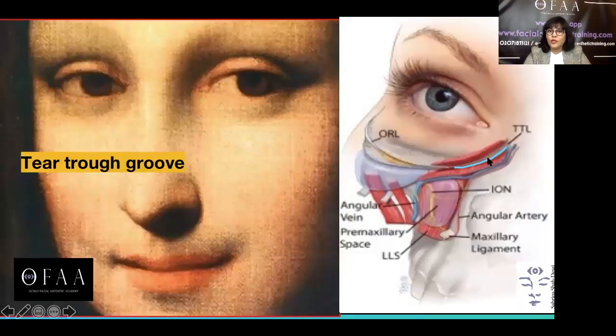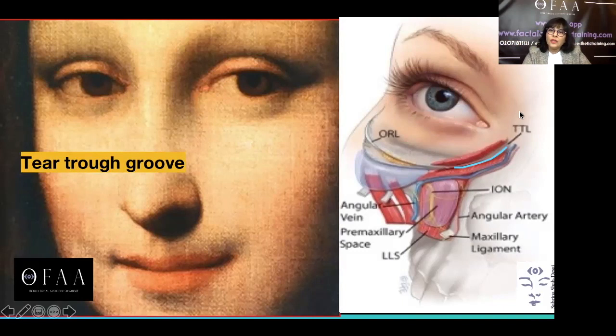So the first groove, or your tear trough groove, is actually your tear trough ligament. This is a true osteocutaneous ligament that runs from the inner corner of the eye, that's the medial canthus, down to either the medial limbus as a bare minimum or the mid-pupillary line. So it's about 2 centimeters to 3 centimeters in a curvy linear manner.